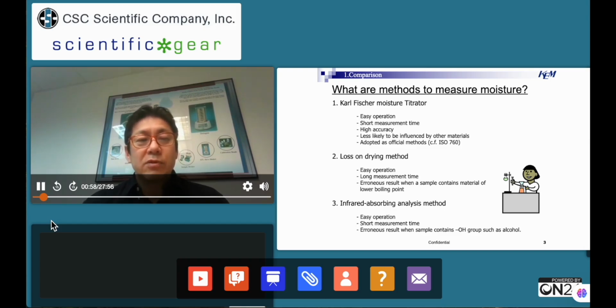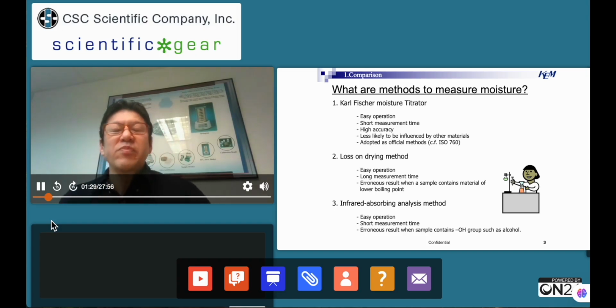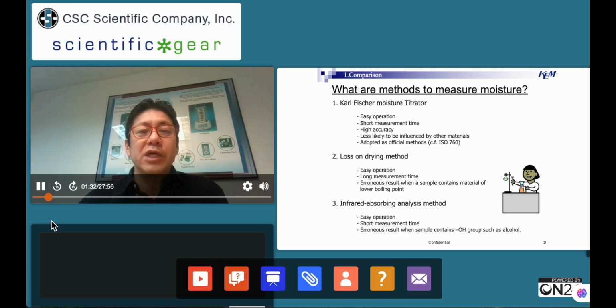But the other methods, like the Loss on Drying method and infrared absorption analysis method, are sometimes very difficult to measure accurately, because it is easy to get erroneous results. For example, in the infrared absorption analysis method, if there is a hydroxyl group, like alcohol, sometimes the result will be higher than the theoretical value because of evaporation. To avoid that kind of situation, if the customer wants high accuracy, the operator should use a Karl Fischer moisture titrator.